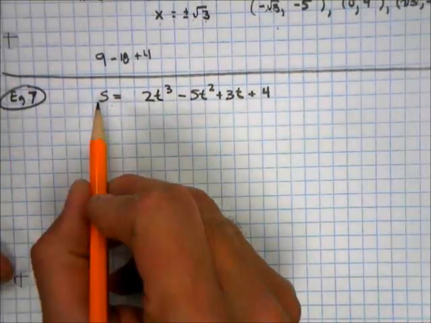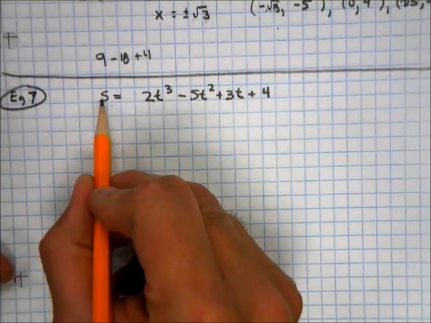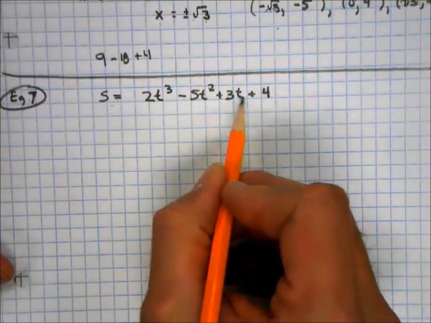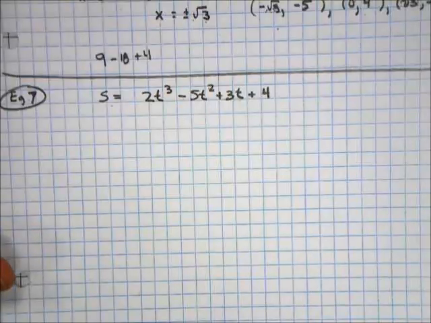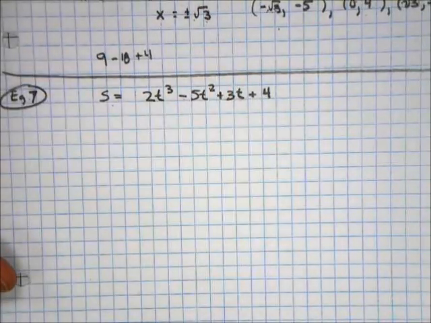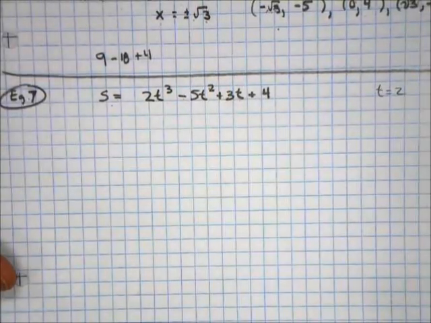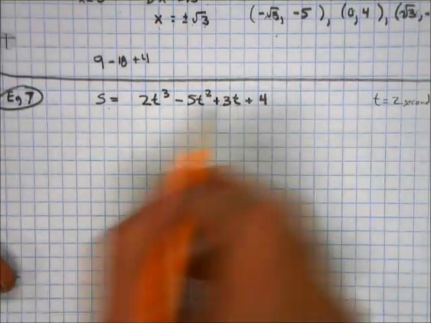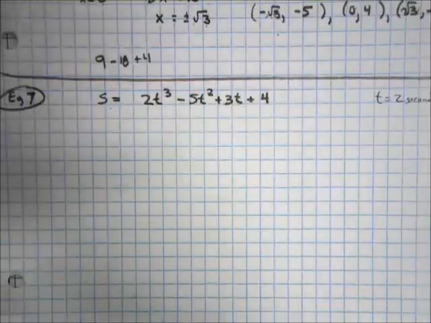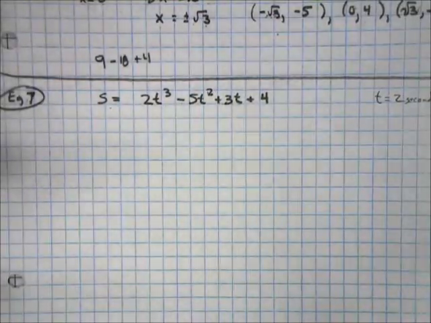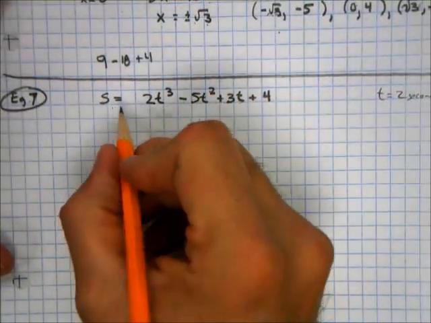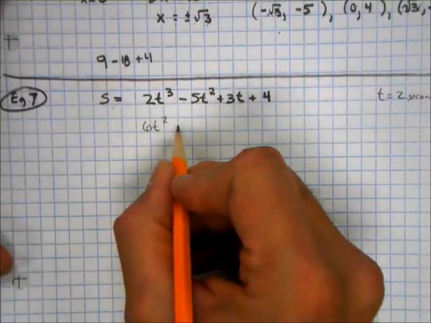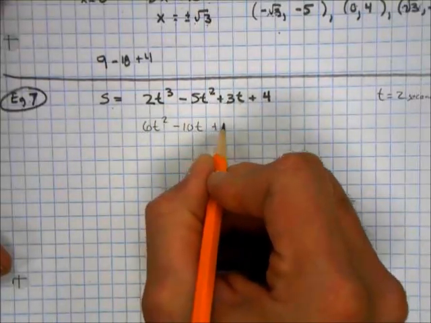Example 7. The position of a particle is equal to 2t cubed minus 5t squared plus 3t plus 4, where t is in seconds. Find the acceleration when t equals 2 seconds. Okay, well, if this is a position graph, what is the change in position with respect to time? What's that called? Velocity. Okay, so if I take the derivative of this, it is 6t squared minus 10t plus 3.